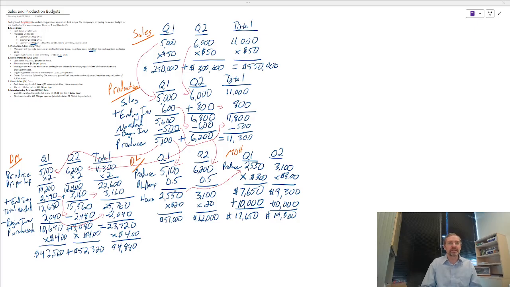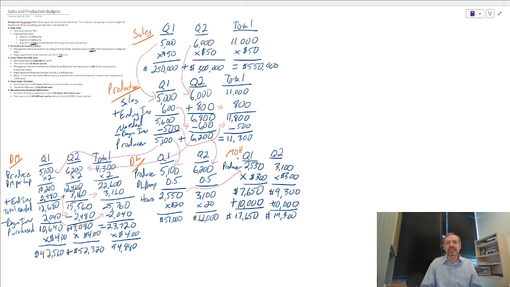Direct labor is a little bit easier. We can figure out or make a guess at how much time it takes our employees to produce each of these things and translate that into how much we are going to be paying our employees to make these lamps. And then we have the manufacturing overhead budget.